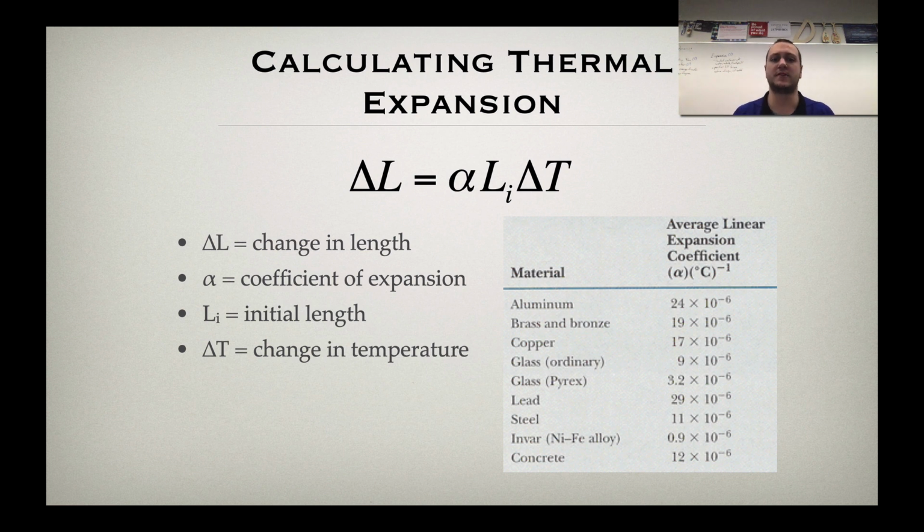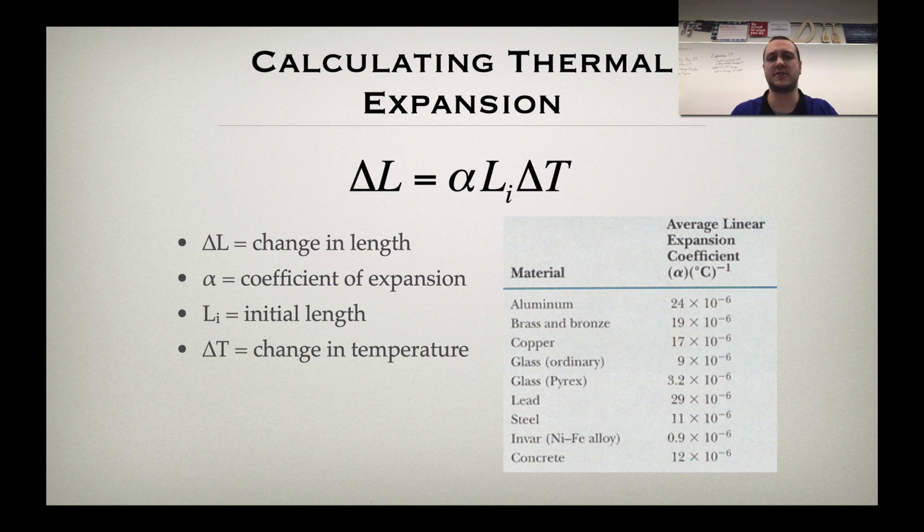Now we can calculate the linear thermal expansion using this formula here. So delta L is going to be our change in length. Alpha, that little fish looking symbol, that is the coefficient of linear expansion. L sub i is our initial length, and delta T is our change in temperature.